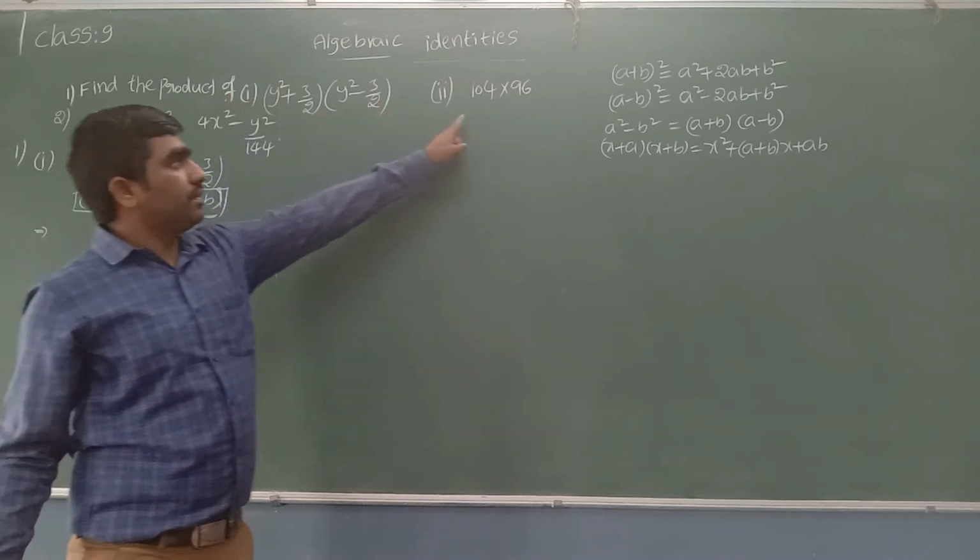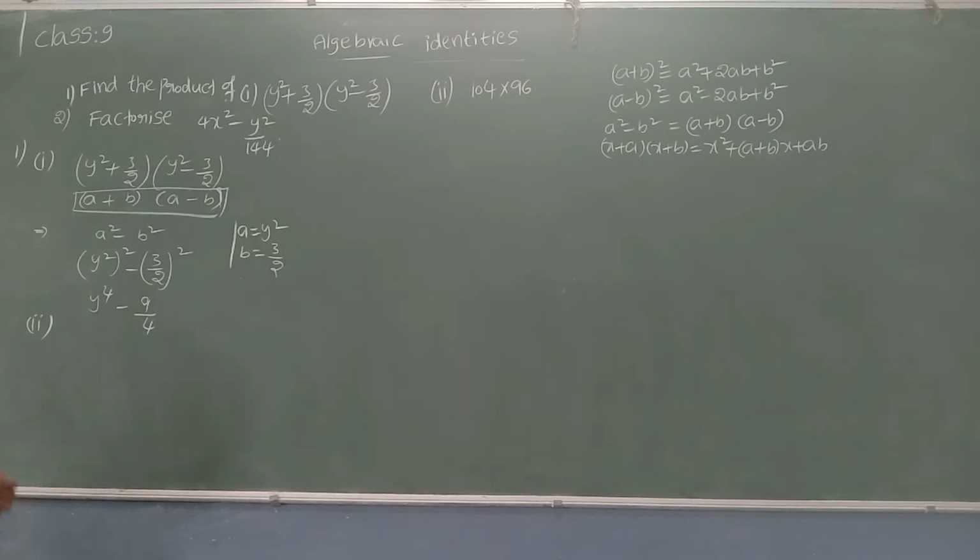Find the product of these two numerical expressions: 104 into 96. Now tell me, what is the nearest round figure of 104? 100. So by using 100, how can I get 104? Sir, we can write 100 plus 4. 100 plus 4 gives us 104.